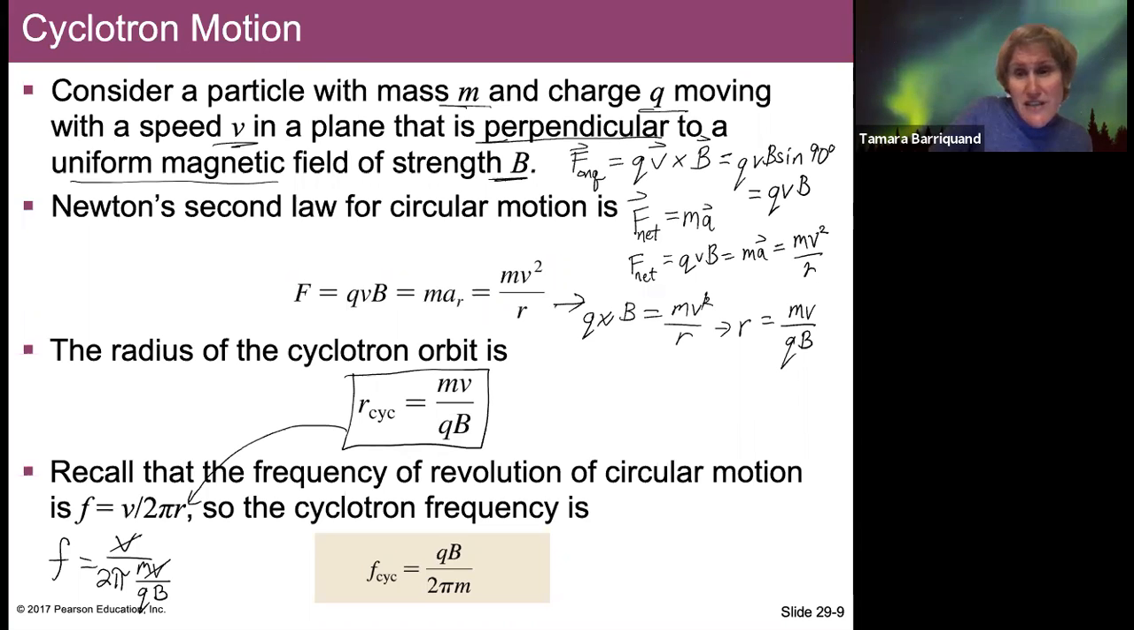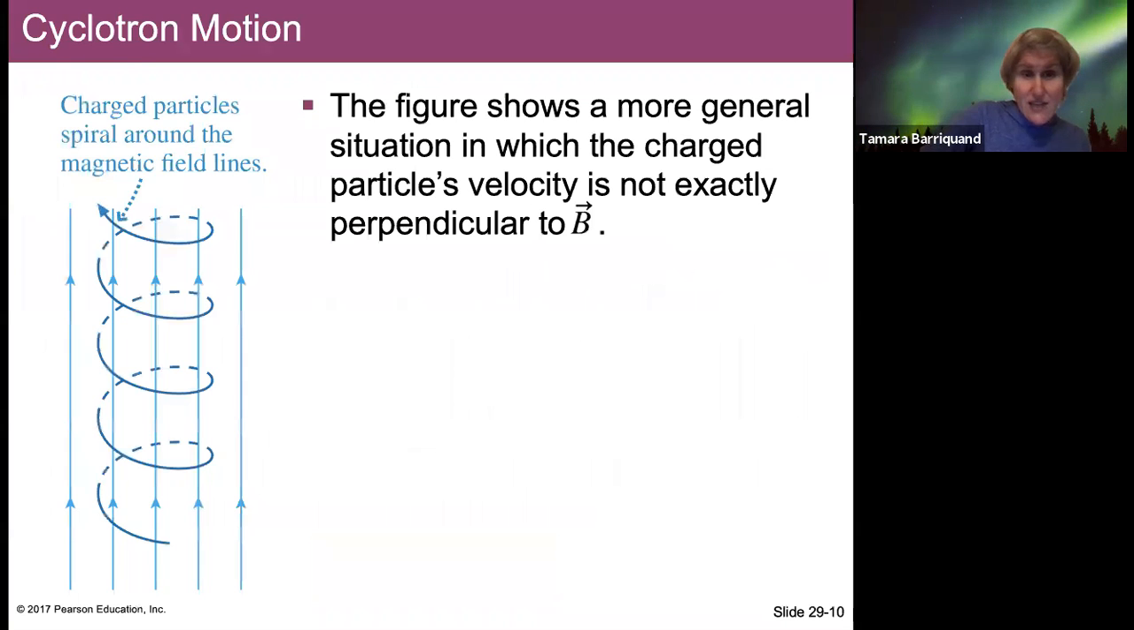Now, if we picture cyclotron motion, right now we've only looked at it being completely in the same plane. So our particle had a velocity that was completely perpendicular to that of our magnetic field. But that's not always the case. A more general situation, where the charged particle's velocity is not exactly perpendicular to B but has a component that is parallel to B as well, is shown right here.